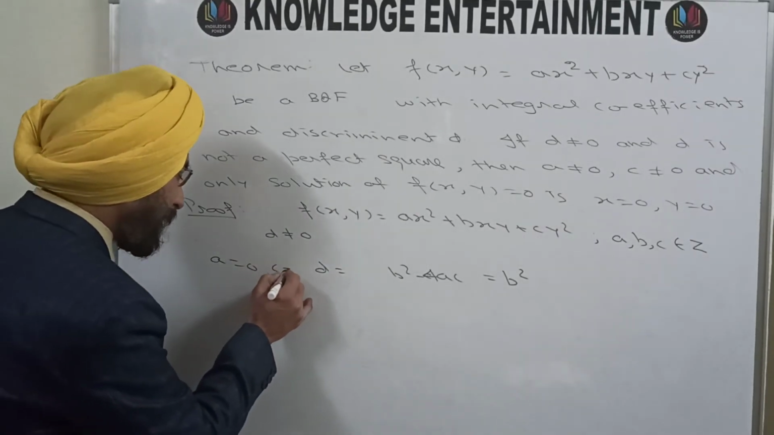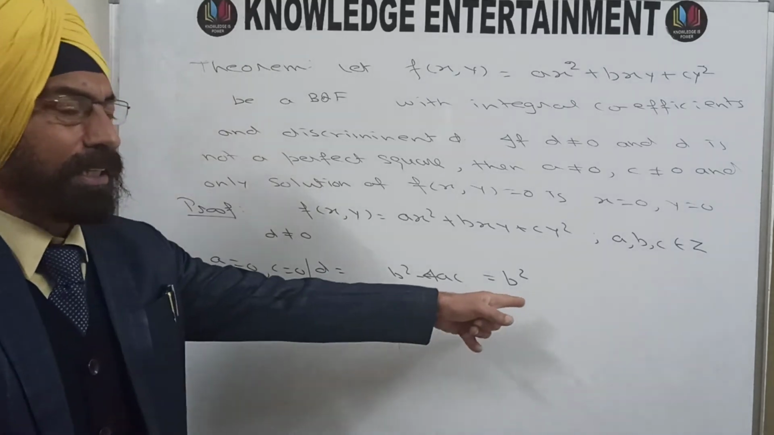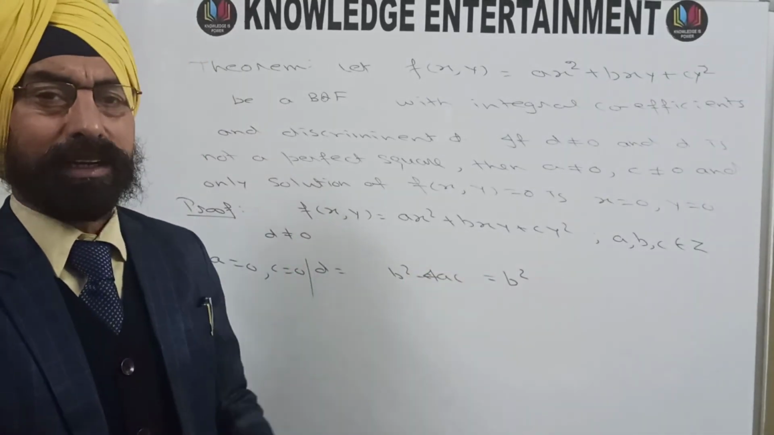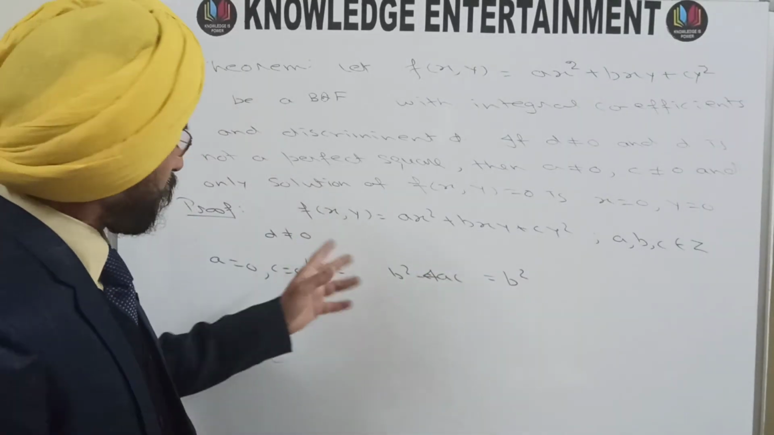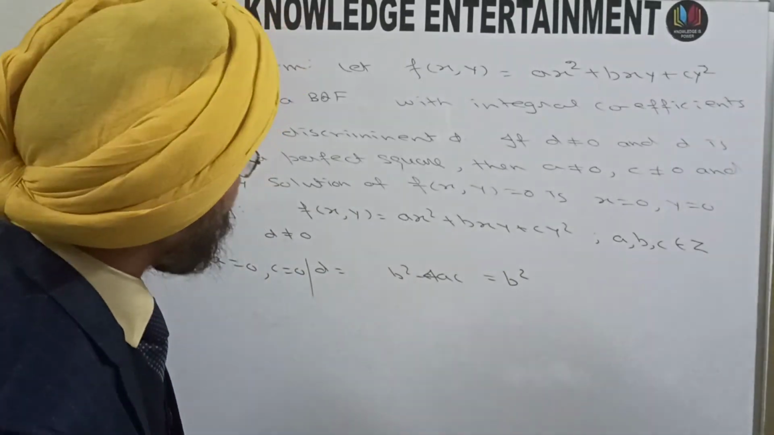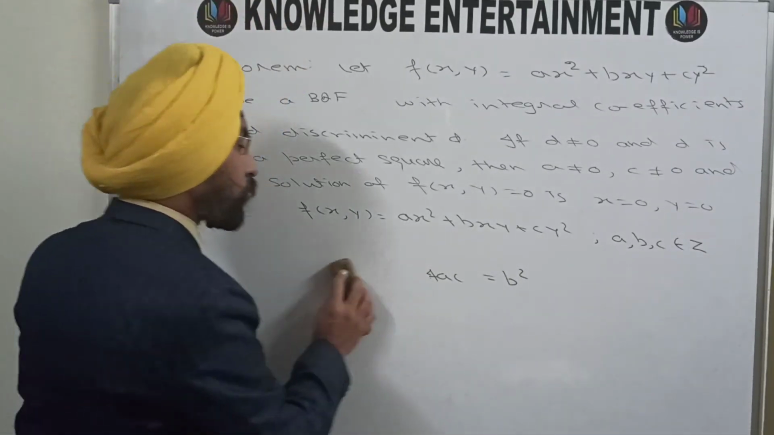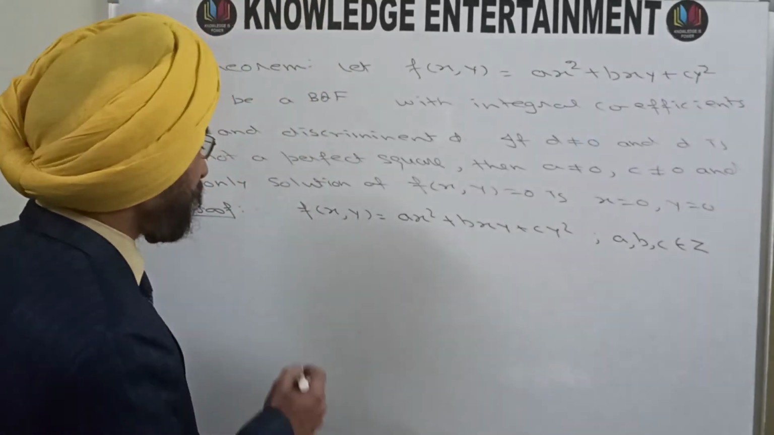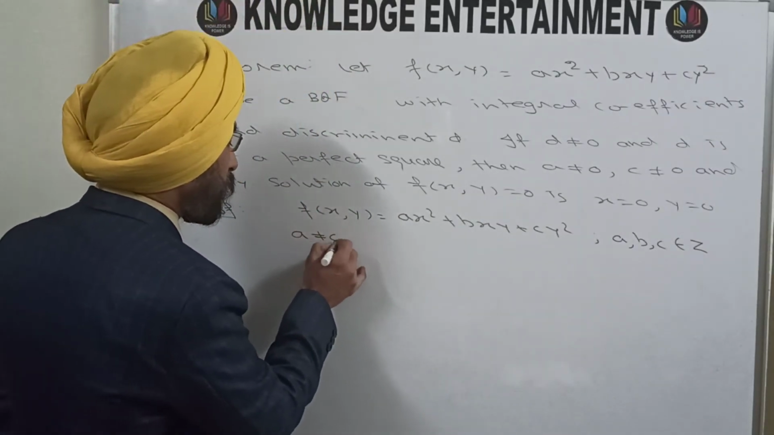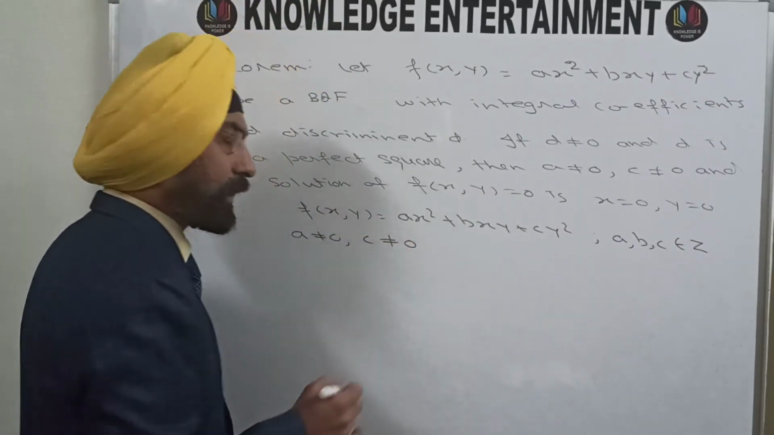Similarly, if c is 0, the same result will be there. d will again be equal to b², that means a perfect square, which is not possible. So that means a cannot be equal to 0 and c also cannot be equal to 0. So one thing we have proved: a is not 0 and c is not 0.